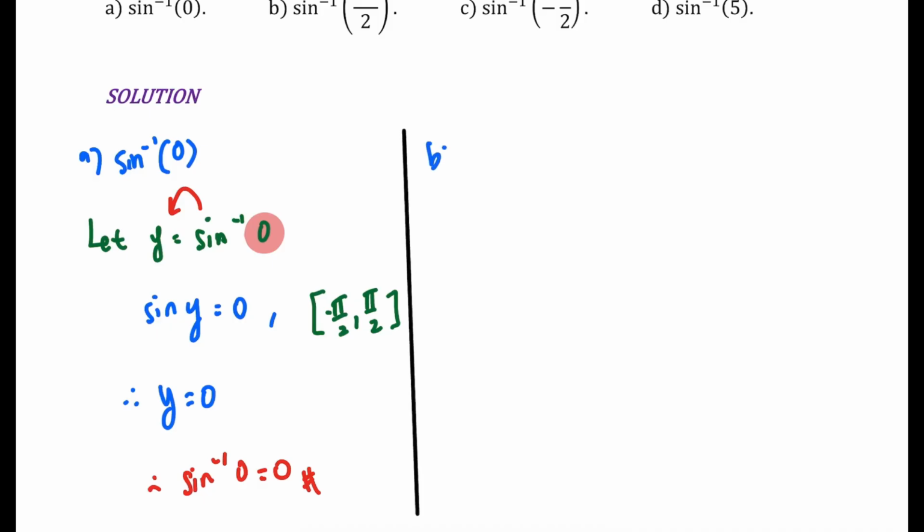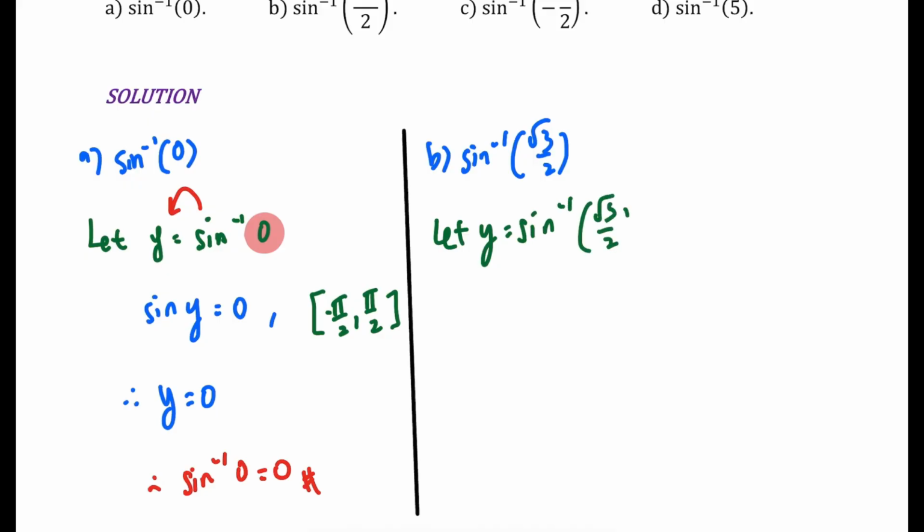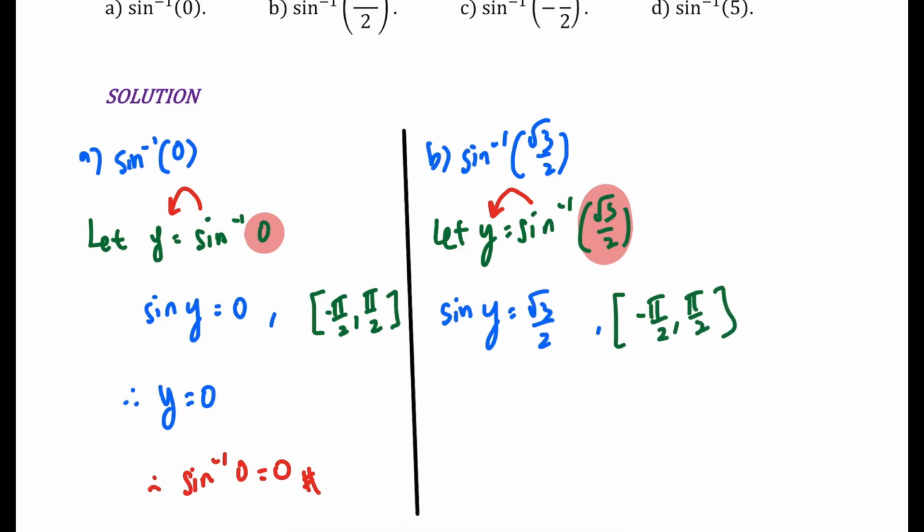Now let's see another one. For B, inverse sine of square root 3 over 2. So let's repeat the process just now. Let another variable be the inverse sine. So let y be inverse sine of square root 3 over 2. So now let's write it in terms of sine. Sine y is equal to square root 3 over 2. Make sure your angle must be within the domain -π/2 until π/2.